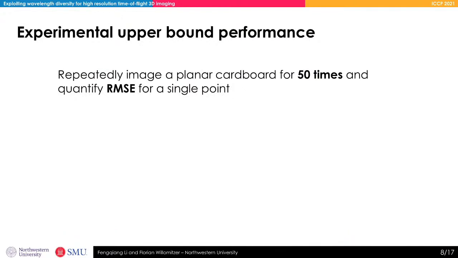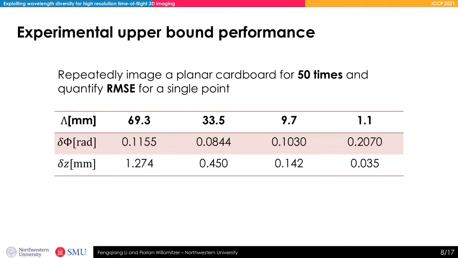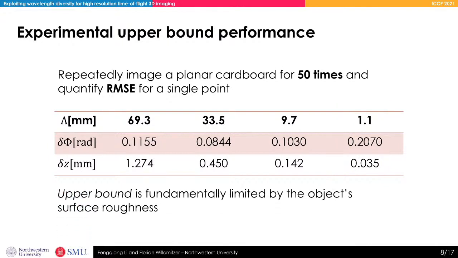With the lock-in implementation, we first verify experimental upper bound performance by repeatedly imaging a planar cardboard. The cardboard has an optically rough surface. We repeat imaging the object 50 times and then choose a valid point and quantify the RMSE for 4 different synthetic wavelengths. As we can see, smaller synthetic wavelengths demonstrate better depth precision, and we can get a depth precision as small as 35 micrometers from this experiment. The theoretical upper bound for this technique is actually limited by the object's surface roughness.